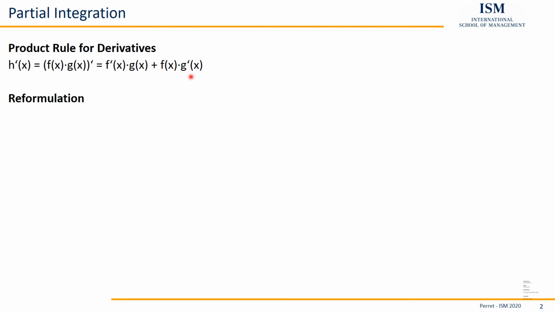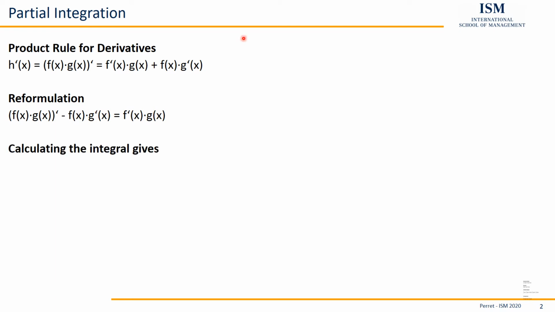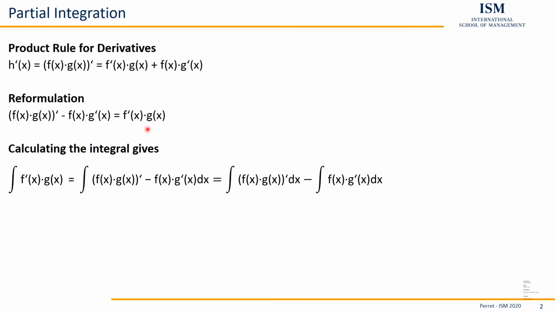What I'm going to do is just reformulate this product rule in a slight way. That's what we can see here. What I did in this context is basically bring the last term on the right to the left. Once I have this reformulated product rule, I'm basically calculating the integrals on both sides. If I do this, first I have this part, here the integral, and on the right side I'm taking the integral of those two parts.